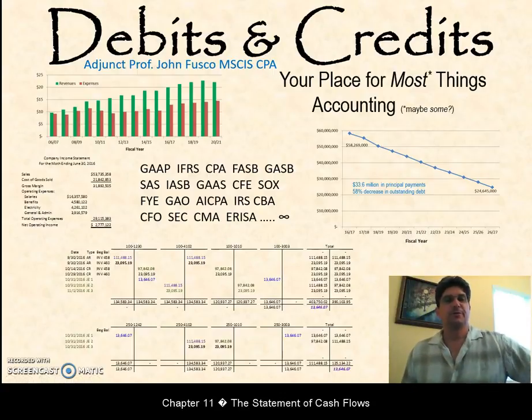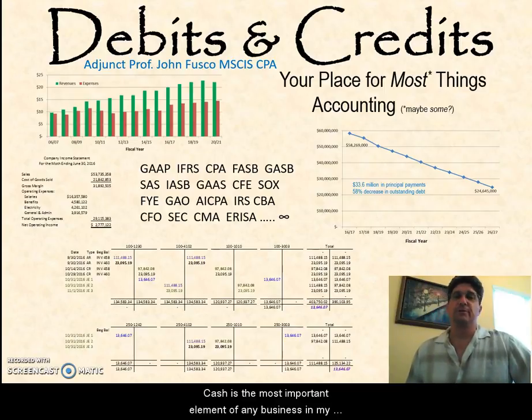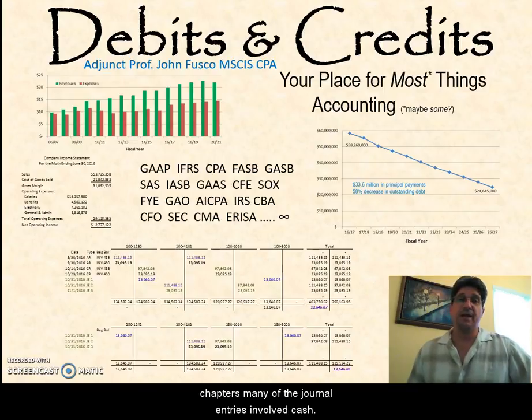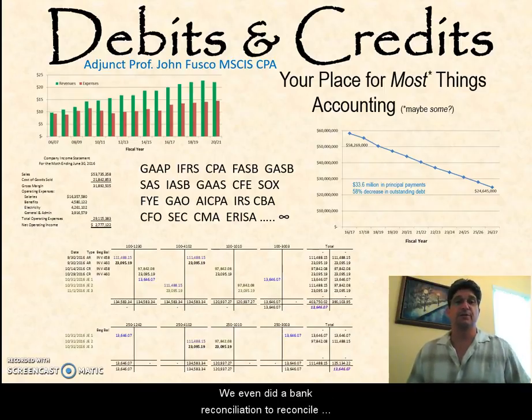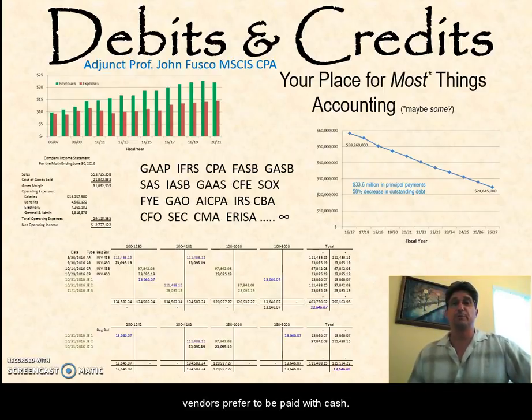Chapter 11. The Statement of Cash Flows. Cash is the most important element of any business in my opinion. Without cash, you don't have a business. As we learned in the previous chapters, many of the journal entries involved cash. We even did a bank reconciliation to reconcile cash. In my experience, all of my vendors prefer to be paid with cash. I prefer to be paid with cash.